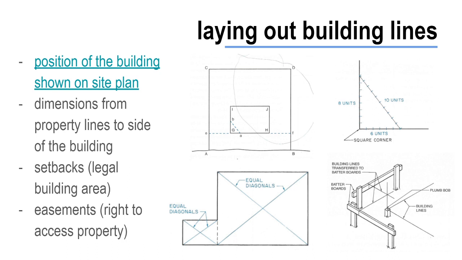So, locating your building, the first thing you need to do is figure out the position of the building, because we're going to see that on the site plan. You'll have dimensions that show the distance from the street or other significant feature.